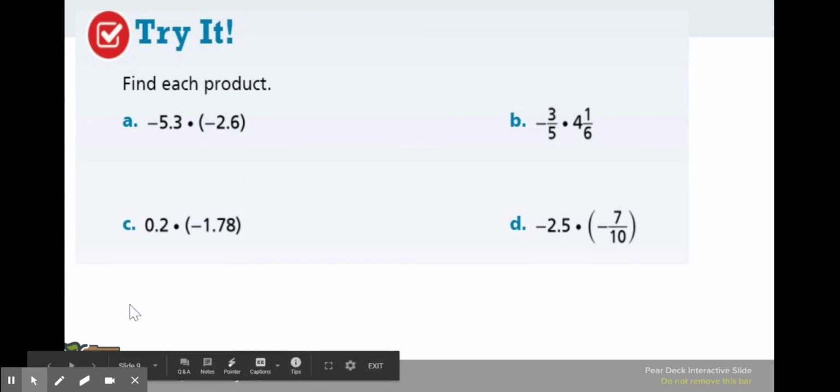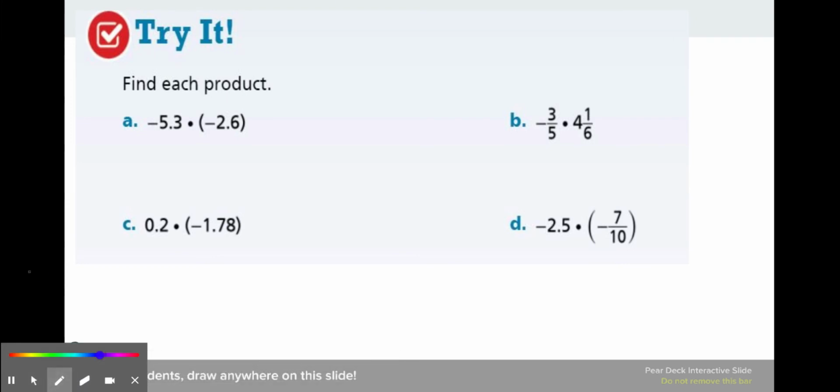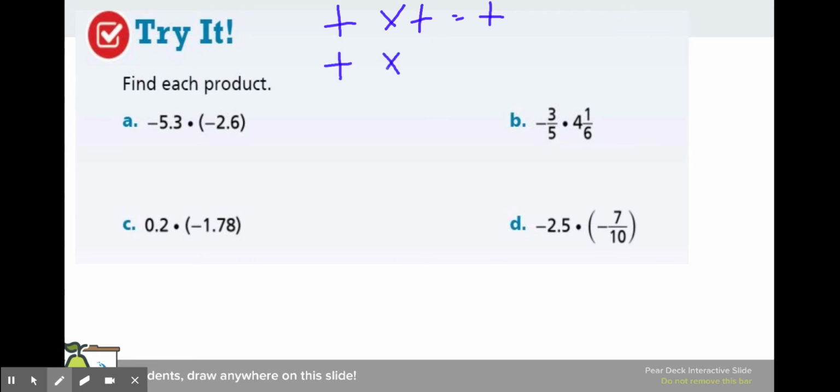A positive times a positive makes a positive, right? I love to love, so I get love. A positive times a negative gives us negative, okay? I love to hate gives us a negative. Same thing, negative times a positive gives us also a negative because I hate to love, so I get a negative.